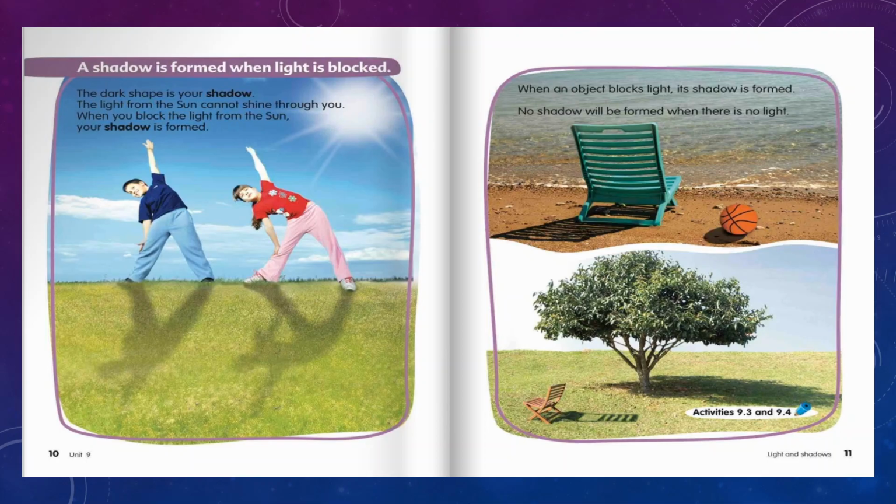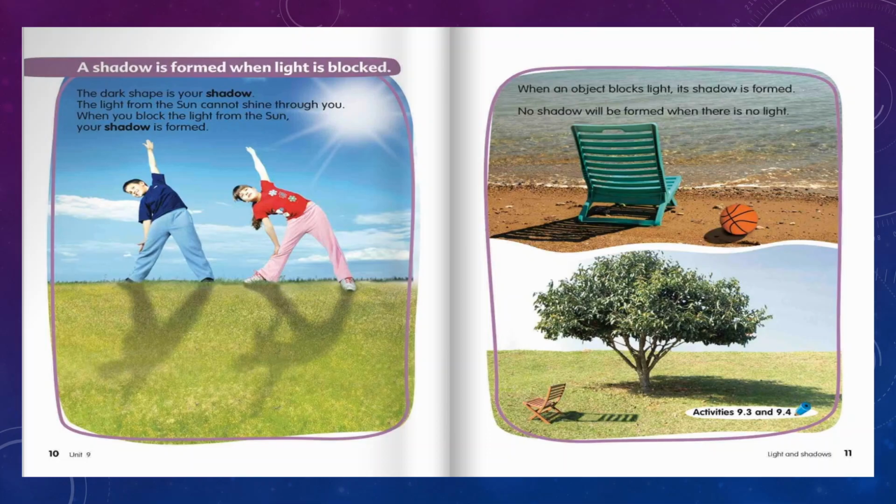A shadow is formed when light is blocked. The dark shape is your shadow. The light from the sun cannot shine through you. When you block the light from the sun, your shadow is formed. When an object blocks light, its shadow is formed. No shadow will be formed when there is no light. Remember that. No light means no shadow. Okay, that's something very important.